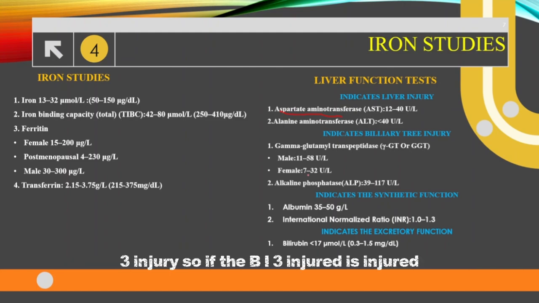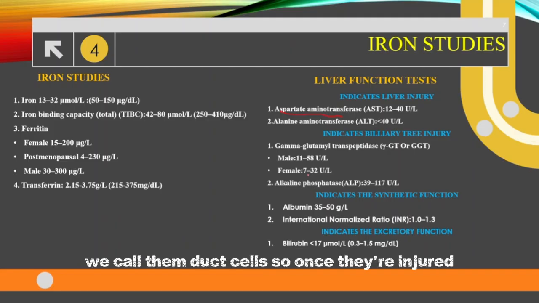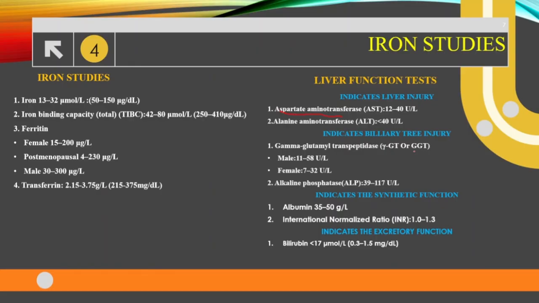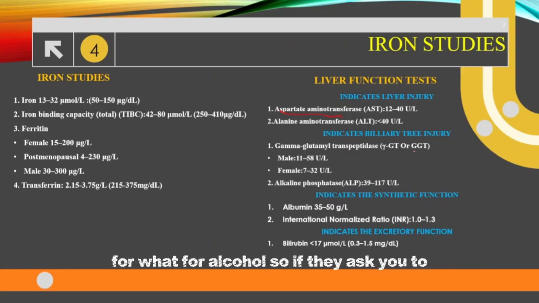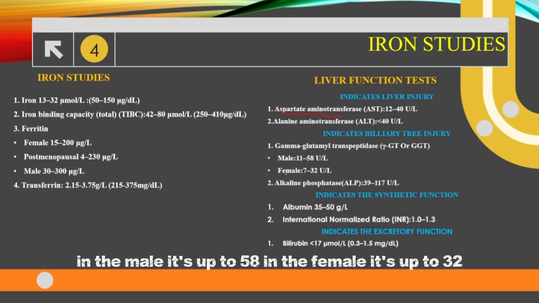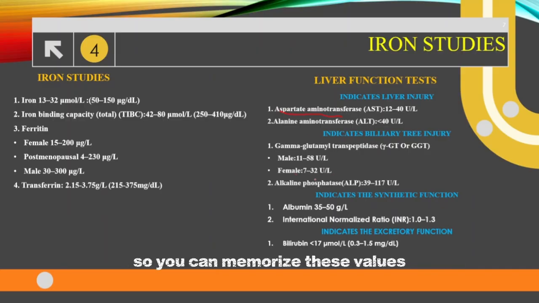Now we've got two specific indicators of biliary tree injury. If the biliary tree is injured, specifically the duct cells along the ducts, once they are injured they produce two special enzymes. Number one, gamma glutamyl transpeptidase, also called GGT. It is very specific for alcohol. So if they ask which enzyme is raised in alcohol, it's GGT. It is specific for alcohol and also for biliary tree injury. In the male it's up to 58, in the female it's up to 32. You can memorize these values.